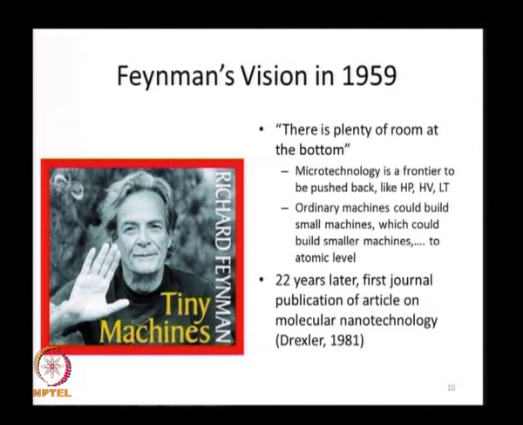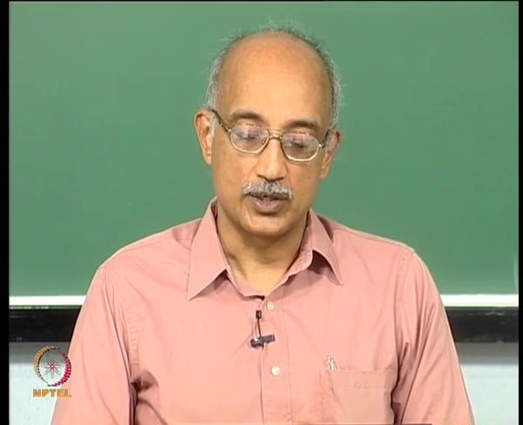His vision was that we could make machines that build smaller machines, that build even smaller machines all the way down to atomic level. And to a large extent that is what we have done. I mentioned yesterday in the last lecture that the atomic force microscope is one that can be used not only to characterize surfaces, but even to manipulate surfaces. It can be used to manipulate atoms. So, essentially we have built a machine that can manipulate matter even at atomic level.